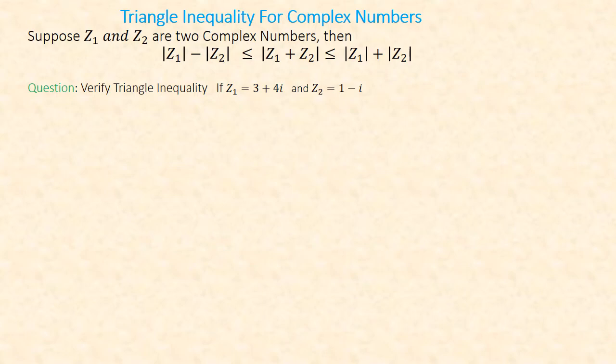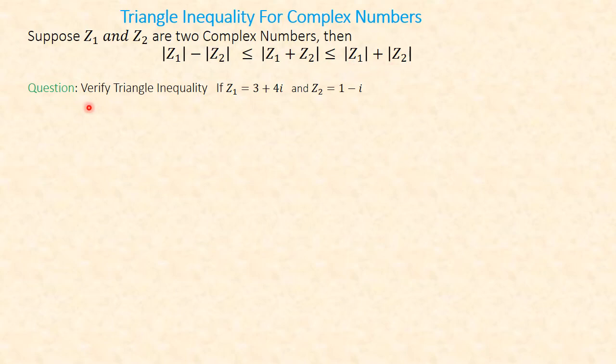Triangle inequality for complex numbers. Suppose we have two complex numbers z1 and z2. Then the triangle inequality is: mod of z1 minus mod of z2 is less than or equal to mod of z1 plus z2, which is less than or equal to mod of z1 plus mod of z2.